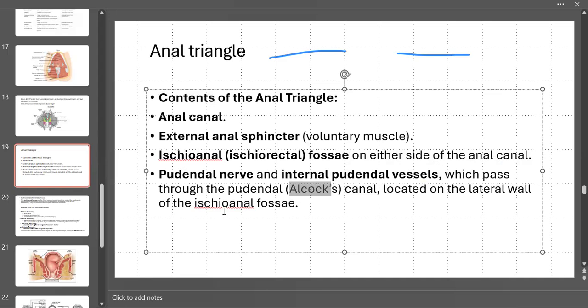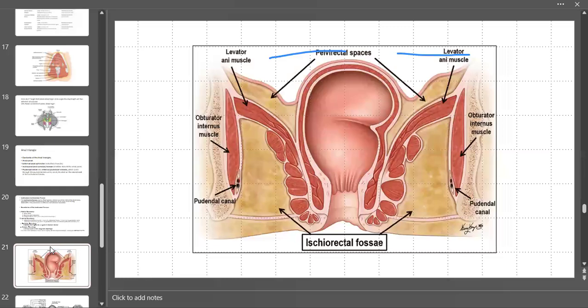Located on the lateral wall of the ischioanal fossa. This is the picture. So you can see on both sides, these yellow ones, these are the ischioanal fossas. Now you can relax yourself because the main and difficult part of the perineum is already done, and this anal triangle, it's very innocent and very little information. So you can see this is the pudendal canal, it's having vessels and the nerve.